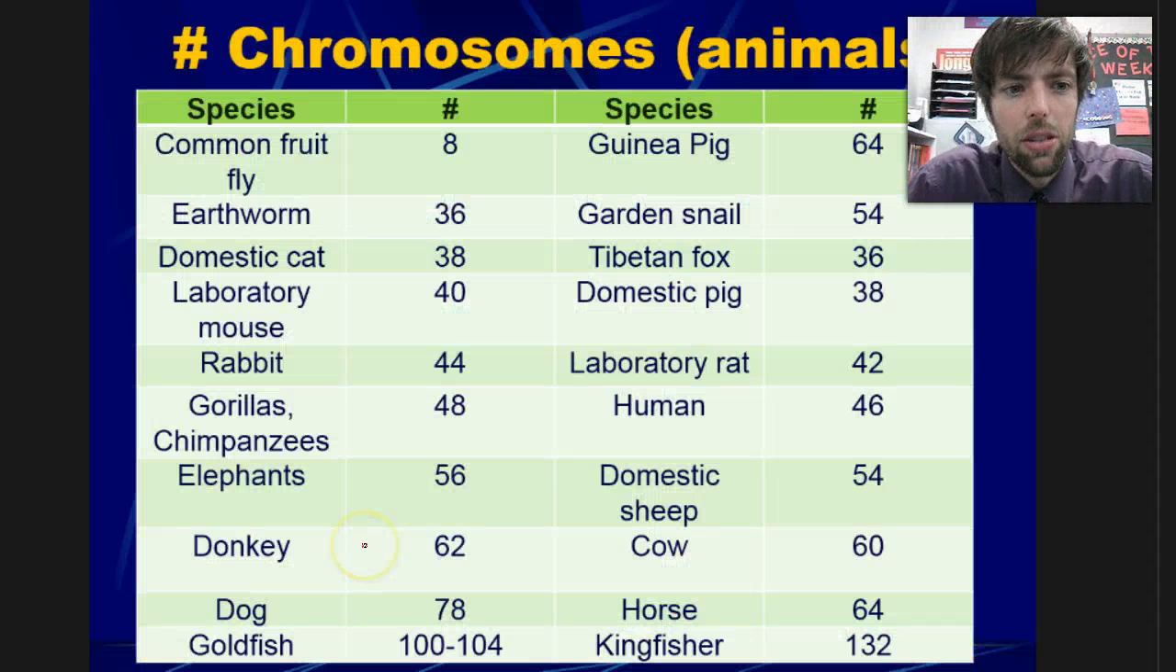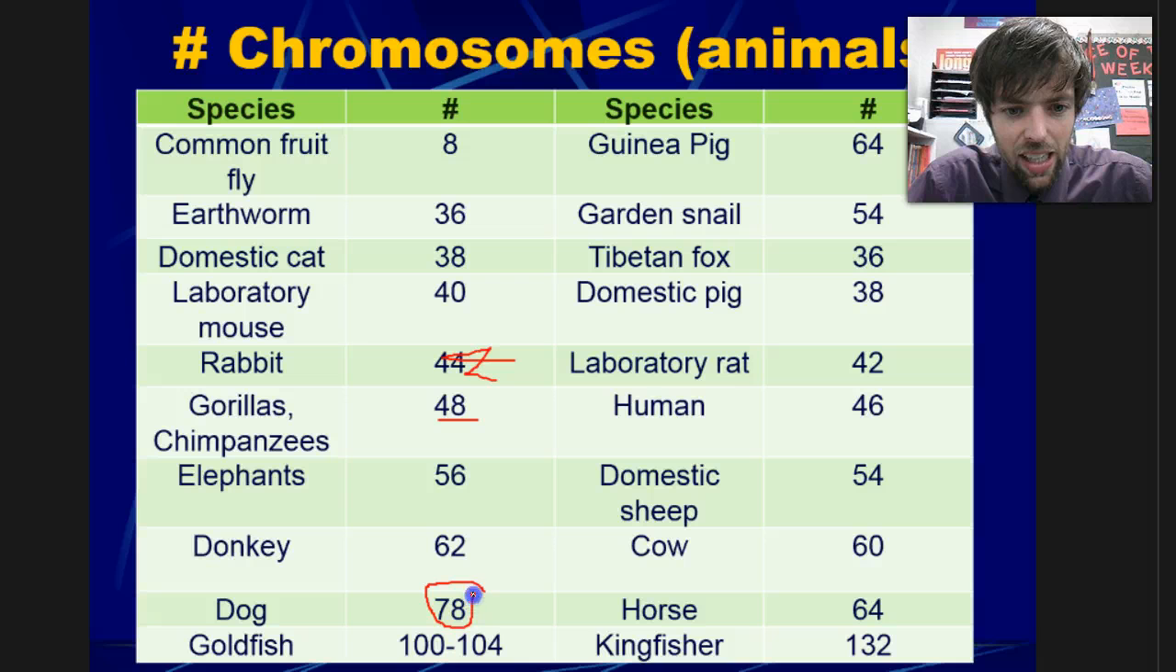Now let's take a look at some animals. Let's see what sticks out. Okay, a rat's got 44. That's sort of cool. Gorilla's got 48. That's really close to us. A dog has 78? Why would it have more than we do? And up there's humans. And oh my gosh, look at this fish. It has so many chromosomes. Does that mean a kingfisher is smarter than me?